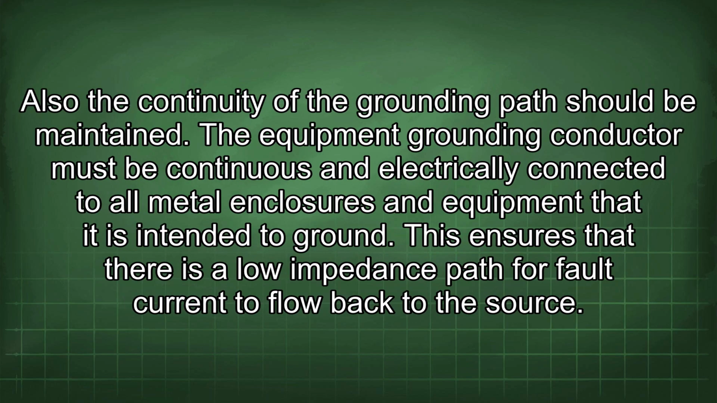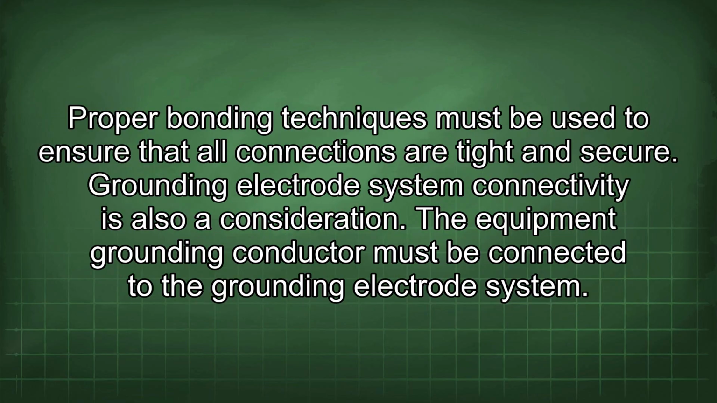Also, the continuity of the grounding path should be maintained. The equipment grounding conductor must be continuous and electrically connected to all metal enclosures and equipment that it is intended to ground. This ensures that there is a low impedance path for fault current to flow back to the source. Proper bonding techniques must be used to ensure that all connections are tight and secure.